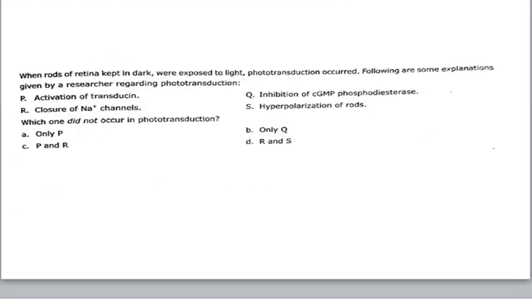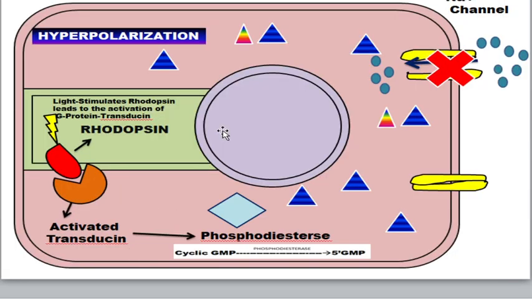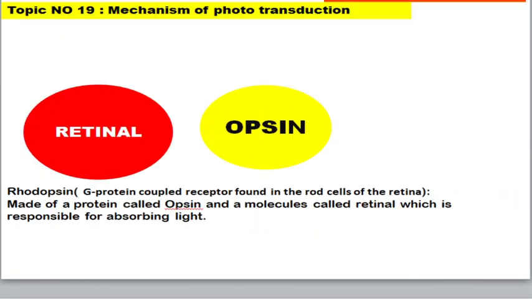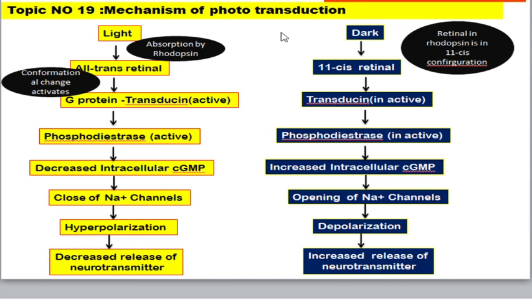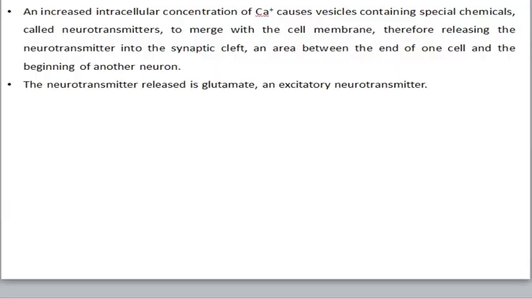Okay, so this is a question I have been asked. When the rods of the retina kept in the dark were exposed to light, phototransduction occurred. So following some explanation given by the researcher regarding phototransduction, they first kept the rods of the retina in the dark condition, and then exposed them to light. So what are the important things that have to occur? Please study this at least. First they kept the retina in the dark, and then transferred the retina into light. So what are the mechanisms that will occur, is what they are asking.